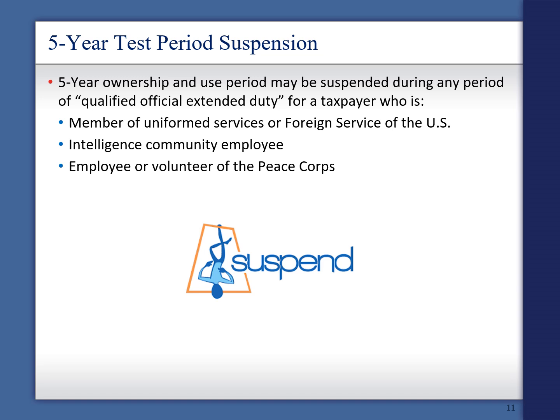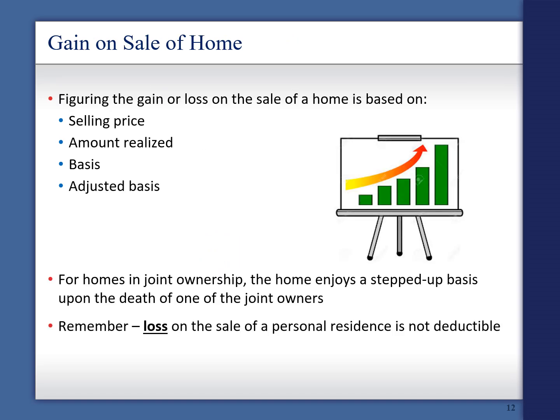For persons serving in the military, foreign service, intelligence community, or Peace Corps, the 5 year ownership and use tests can be suspended. The adjusted basis is the purchase price of the home plus any major improvements, not including maintenance, that are made to the home. We'll talk more about basis on the next slide.